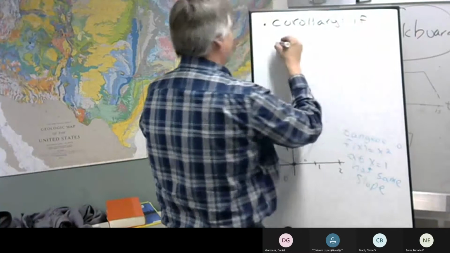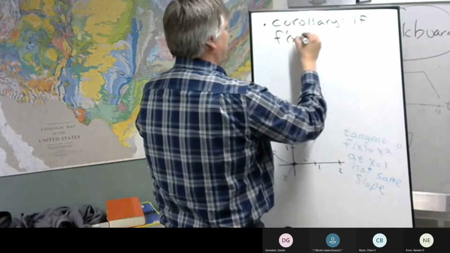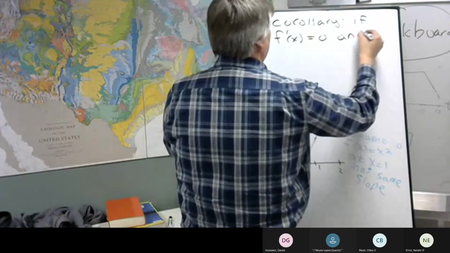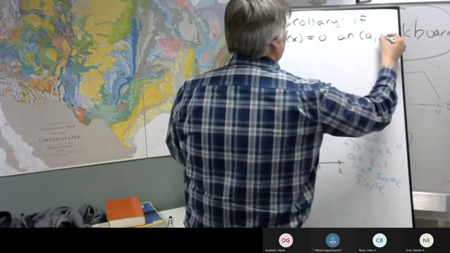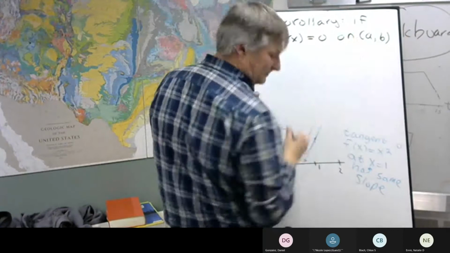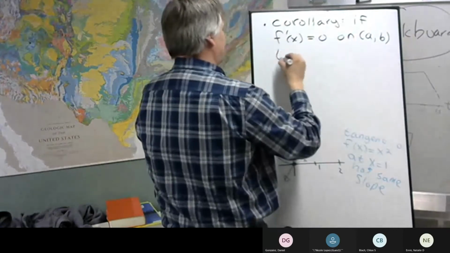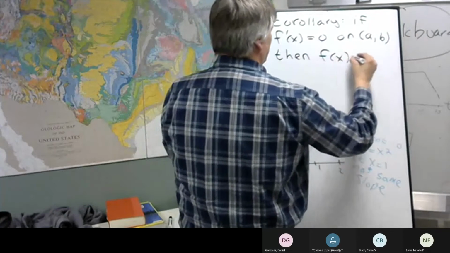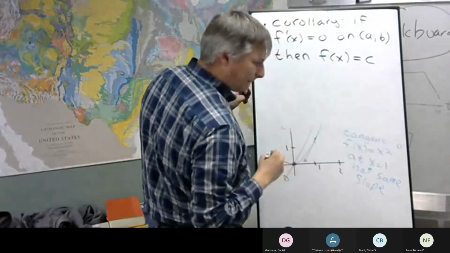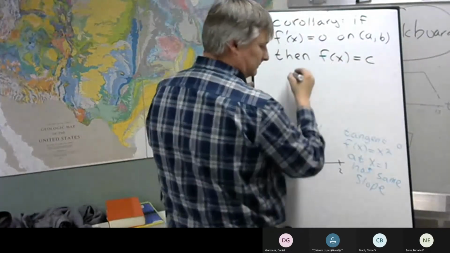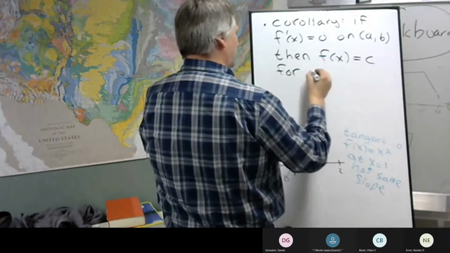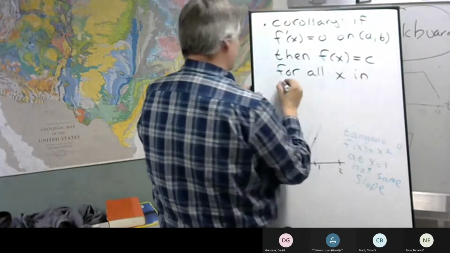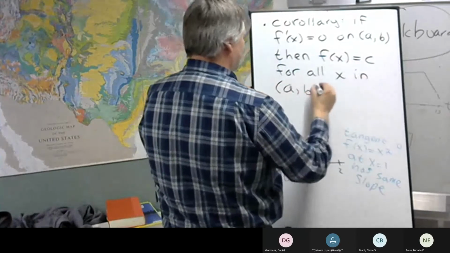If f prime of x equals 0 on the open interval (a, b), then f of x equals c for all x in (a, b).